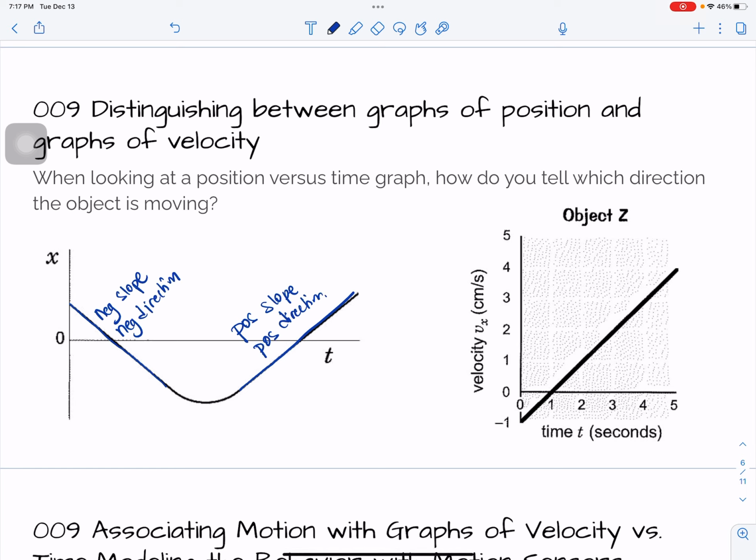Now, for velocity versus time, I actually look at the values, because this represents +1 centimeter per second. This one is +3 centimeters per second. And that plus sign tells me the direction. So this is one case where the sign tells me the direction. Whereas here, this tells me -1 centimeter per second. And this negative sign tells me the direction of motion is negative.